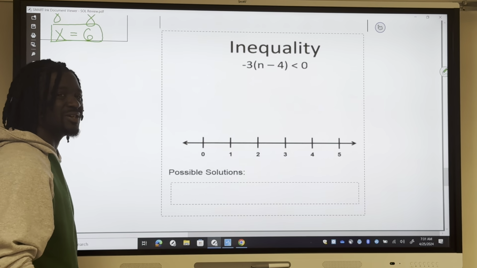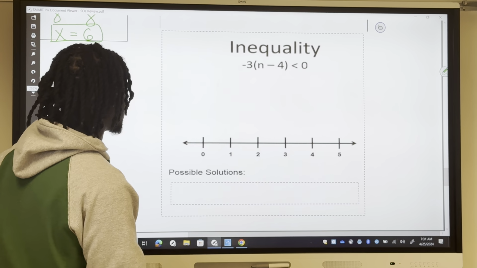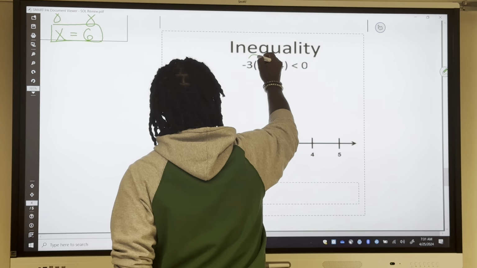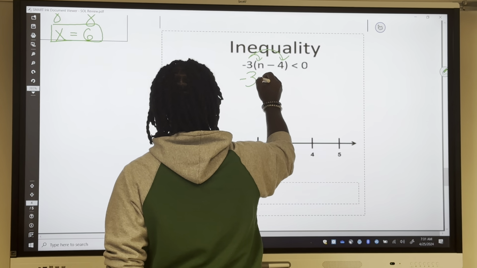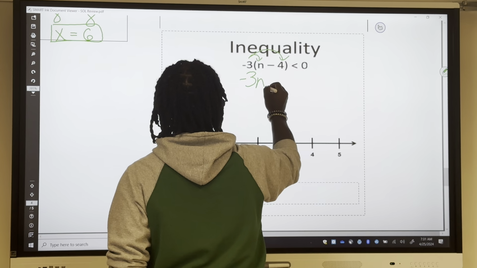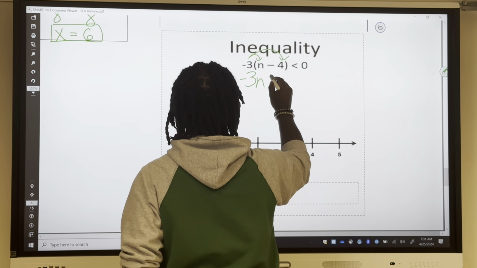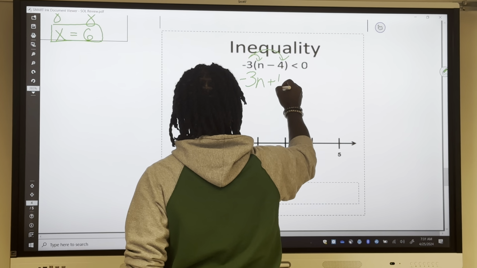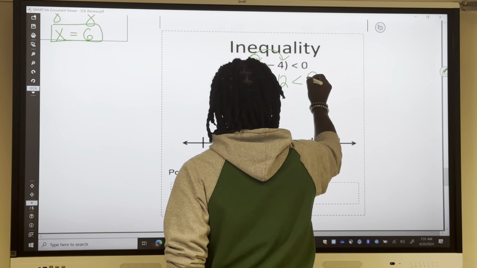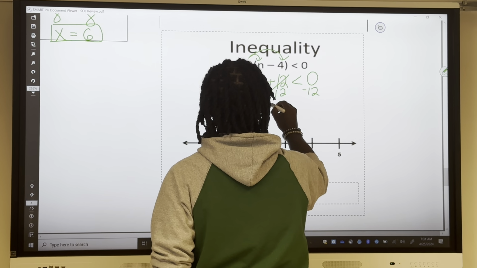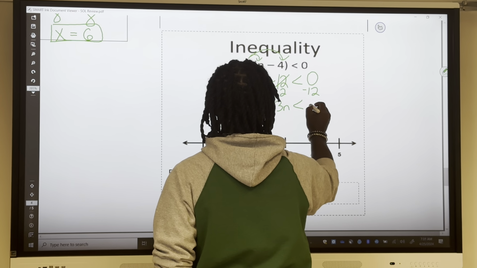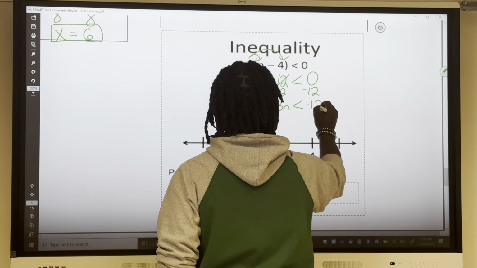And the last thing I want to do, so you go back and do those, I'm going to go ahead and do this real quick. This is an inequality. Wanted to add these to your notes. That way you at least have seen this. So -3 times n is going to be -3n. -3 times -4 is going to be a +12, and that's 0. Move the 12 over here. That cancels. -3n is less than -12.